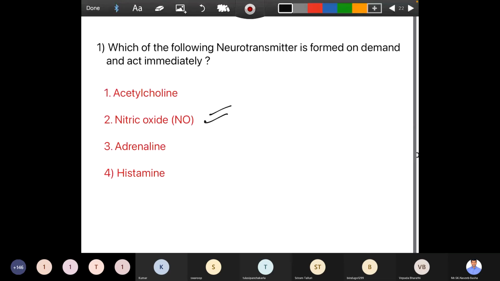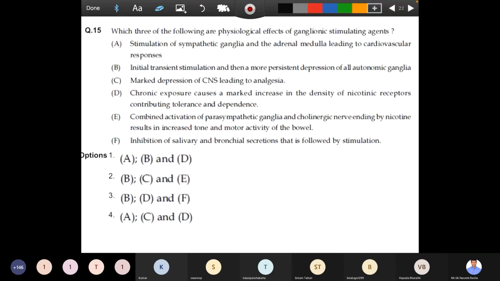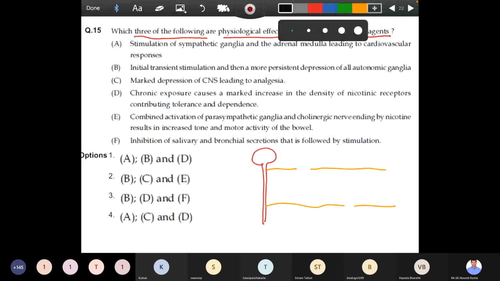Moving further. See, again, this is a big question, but understand this one. The question is about which three of the following are physiological effects of ganglionic stimulating agents. Now see, you need to understand this. The CNS has got brain and spinal cord. From the brain and spinal cord, ANS neurons will be coming out, right? The ANS neuron will come and innervate the organs. In between, you have something called a ganglion. Ganglion means a collection of neuronal cell bodies outside the CNS. CNS is what?